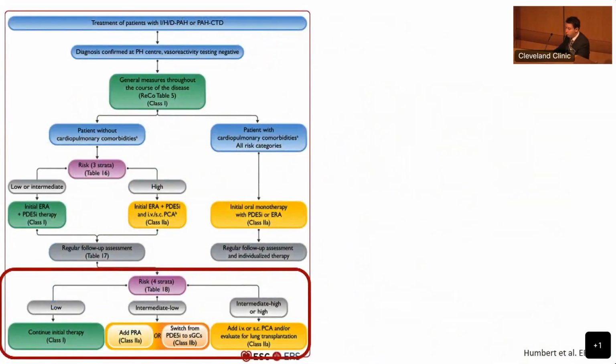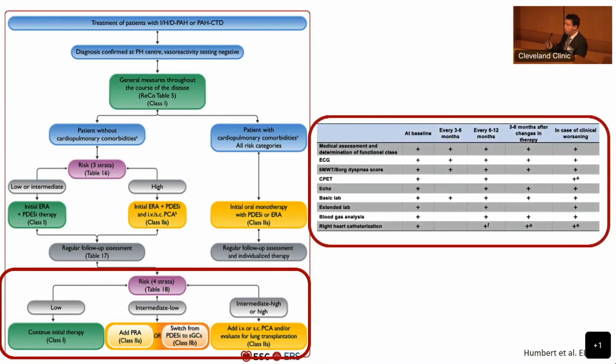And again, if patients meet the intermediate high or high risk, that's where you want to escalate therapy, but potentially be more aggressive with parenteral prostacyclins. So what's really important if you want to manage these patients is follow-up. These patients need constant follow-up because this is where you constantly reassess what risk strata they're in.